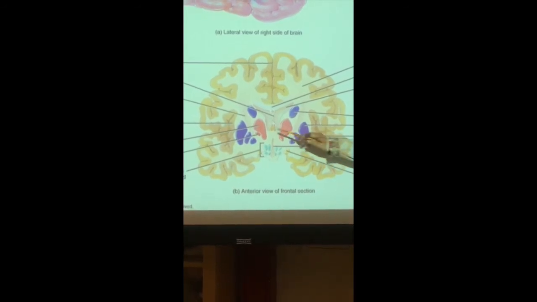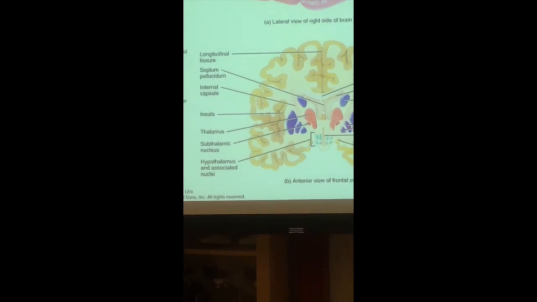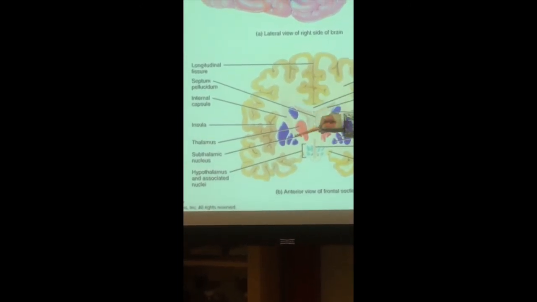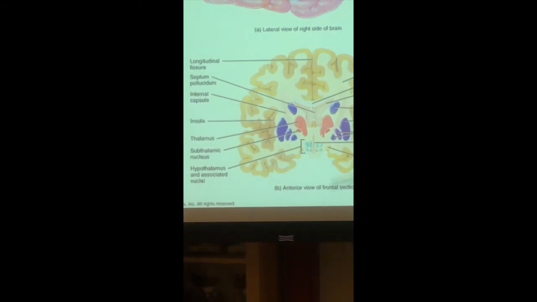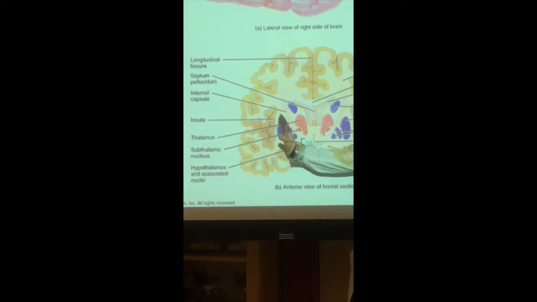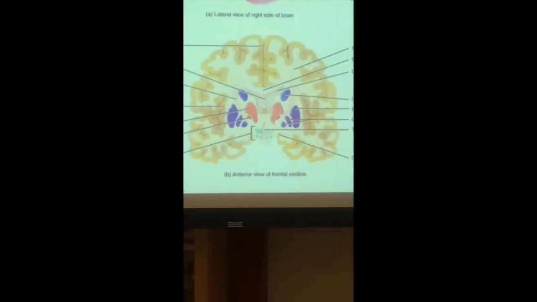The last thing is, this is the internal capsule, and just get a shot of all these words right here. This is the internal capsule where you actually have these long myelinated fibers. The last one, this is the insula. Remember, this was the temporal lobe, so we actually pull it away, and you can see the insula, and that's where it would be right there, okay?